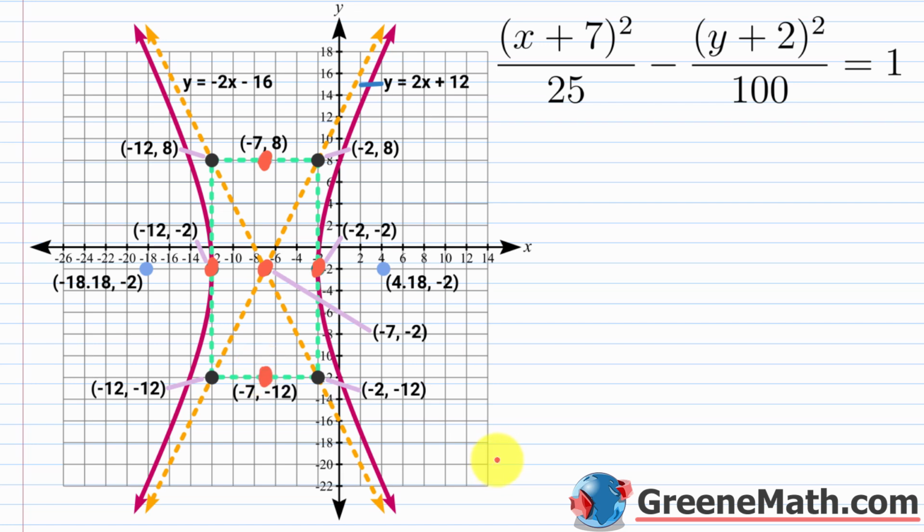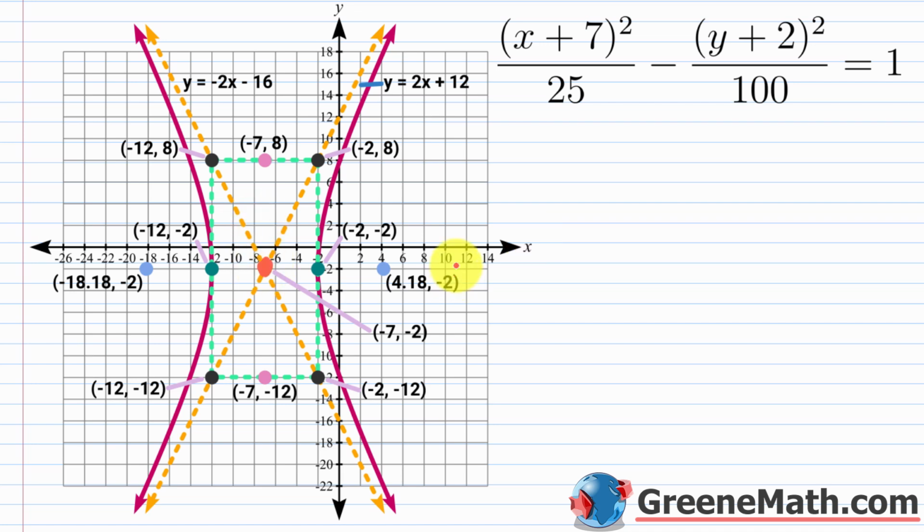And then for the foci, again, the c value we found was 5 times square root of 5. So we're going to be traveling to the right by 5 times square root of 5 from the center. And you get, let's say, about (-4.18, -2). We did that earlier in terms of approximating that. If we go from the center to the left by 5 times square root of 5, you're going to get this guy right here, which is about (-18.18, -2).